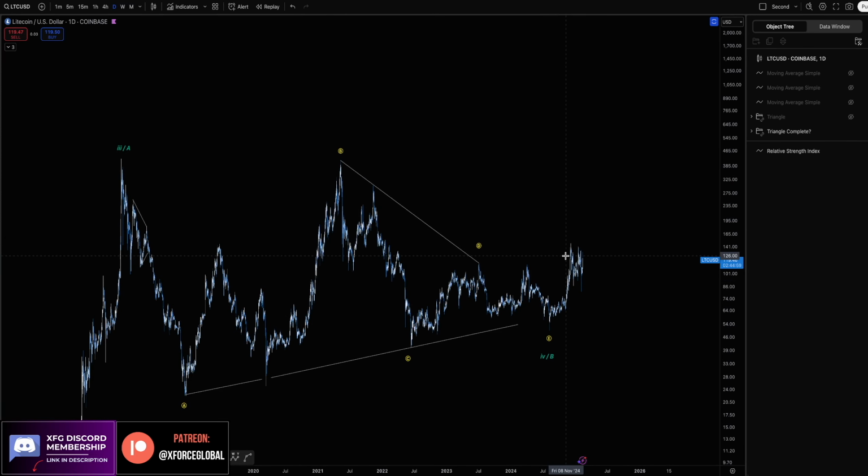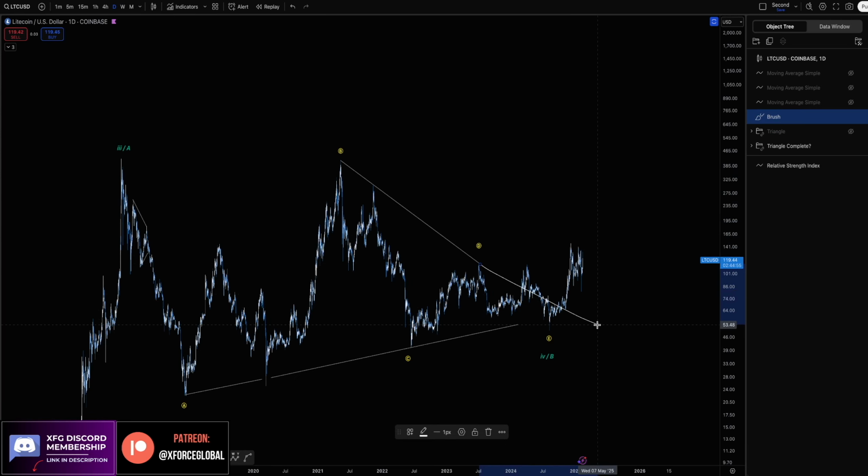But same with XRP, it didn't have the best look when the triangle breakout actually happened. This was just a slower, laid back type of pullback, where we had a controlled pullback back into the triangle, and then we had a breakout. And this breakout did not have a strong follow through.